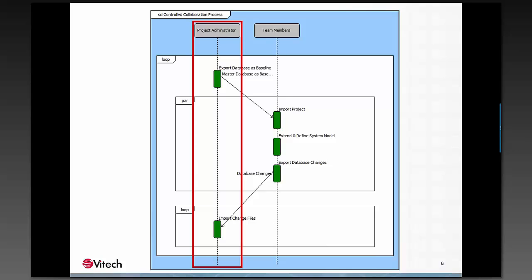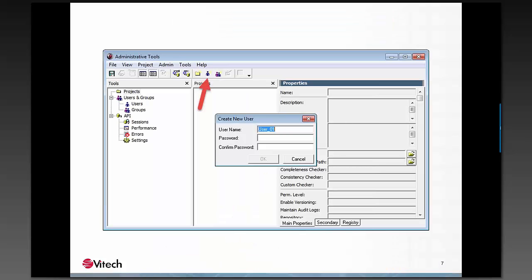Once you've identified your project administrator, it's time to get things set up. The first thing you want to do is to create usernames for everyone on your project team. You see the screen from Administrative Tools. You just click the little man icon at the top to create a new user. If you'd like to create groups, you click the one just to the right of that with the 2 people, and that will create a group.